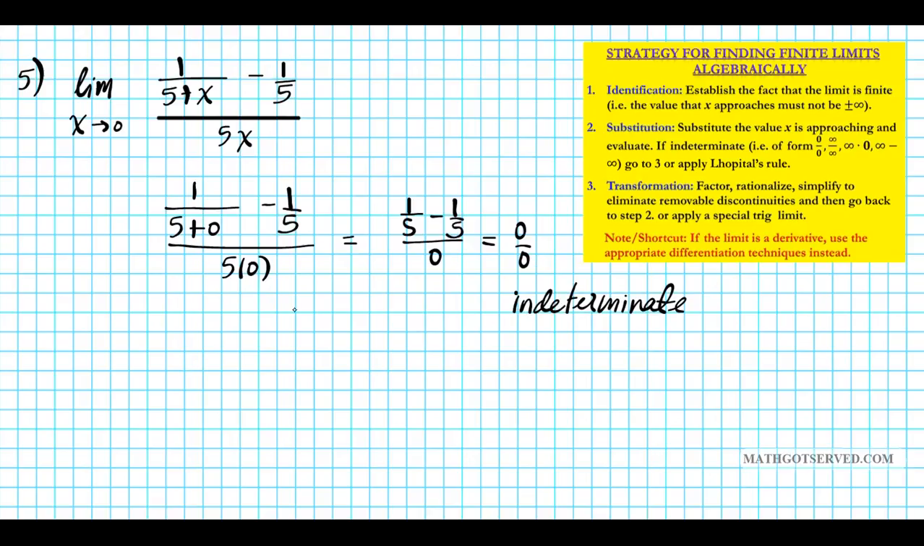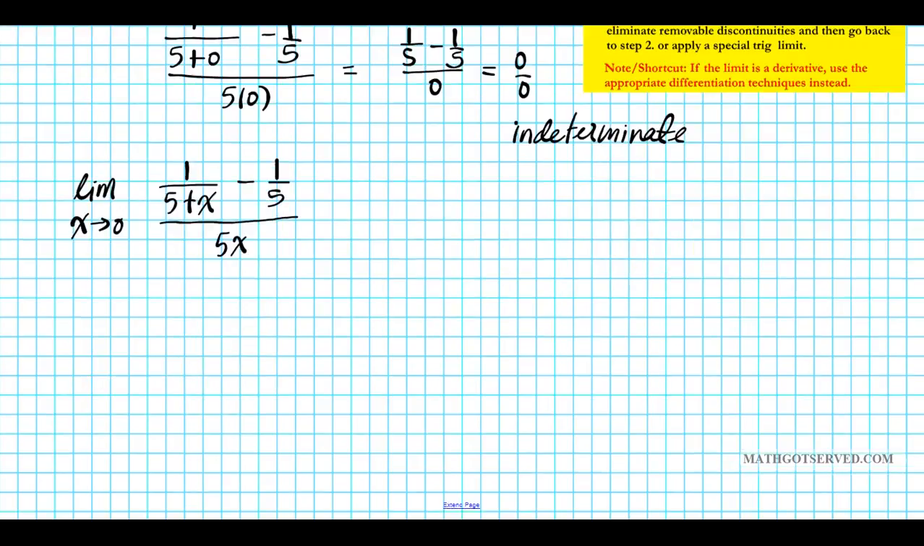We're going to advance to step 3. We're going to carry out a transformation. See if there are any removable discontinuities we can cancel out here so that we can determine what our limit is if it does in fact exist. Now this is a complex fraction, so the easiest way to simplify complex fractions, ensure that the numerator and the denominator are expressed as fractions.